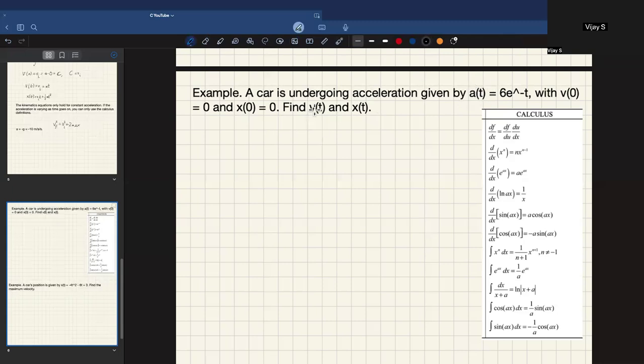We're given acceleration. We're told to find velocity. We're told to find position. So we do know that velocity is the integral of acceleration, and then position is the integral of velocity. So we can start off by writing v of t is equal to the integral of acceleration as a function of time with respect to time. So that's going to give us the integral of 6e to the negative t dt.